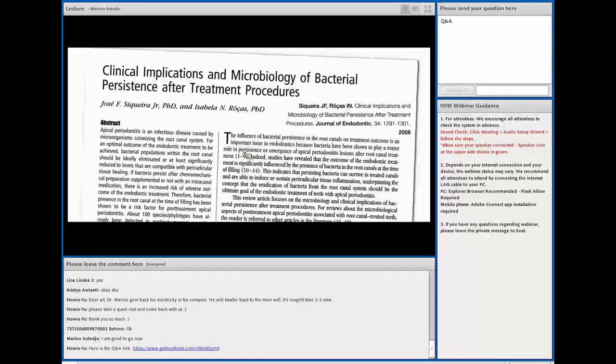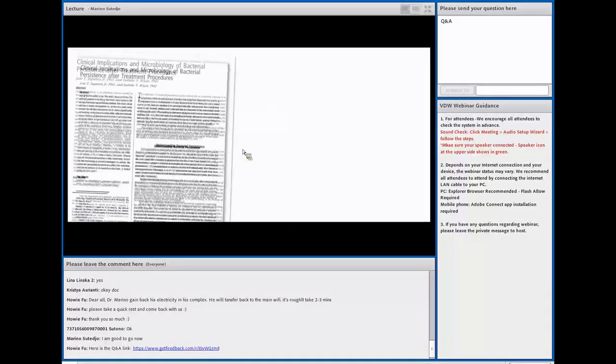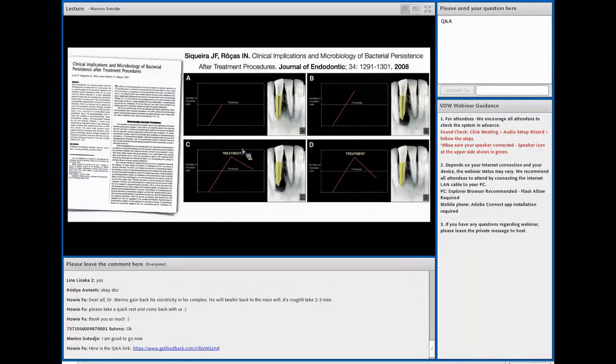There is a good paper by Jose Siqueira. I think some of you, or maybe all of you, know who Jose Siqueira is. In the Journal of Endodontics 2008, he mentioned clearly that we all have a threshold. Our immune systems have a threshold. If the number of bacteria inside the root canal system goes beyond this threshold, then symptoms will occur, both clinically and radiographically.